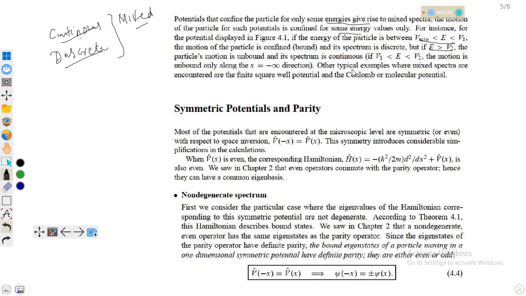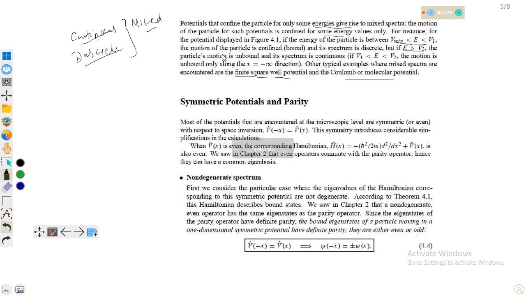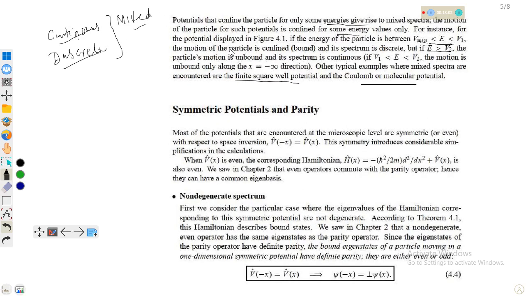Examples of such spectra are the finite square well potential, and the Coulomb or molecular potentials are examples of mixed spectra, where we have both types of spectra. So I will stop at this point and, inshallah, discuss the rest in the next lectures.